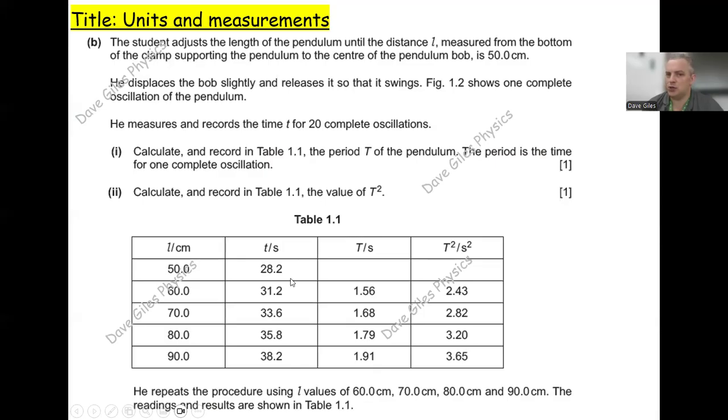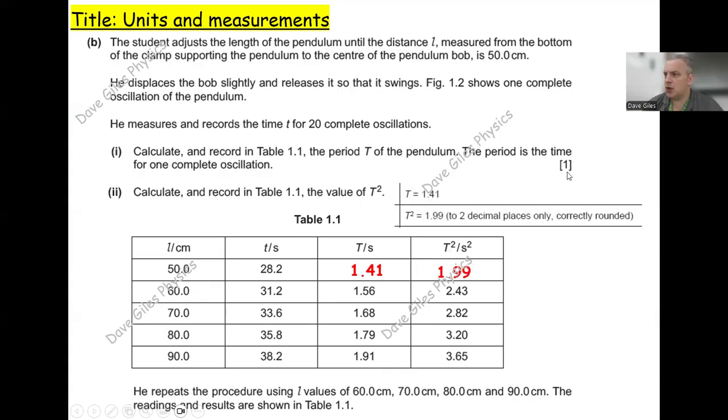So 20 oscillations, so you do 28.2 divided by 20, which gives me 1.41, and T squared is just 1.41 squared, which gives you 1.99. The mark scheme says here for this one, you need to be at 2 decimal places only and correctly rounded. So if you've put 2, that's wrong. Or if you've put 1.993 or whatever it is in the calculator, you also don't get the mark. So this needs to be 2 decimal places, the same as basically everything else in this row here.